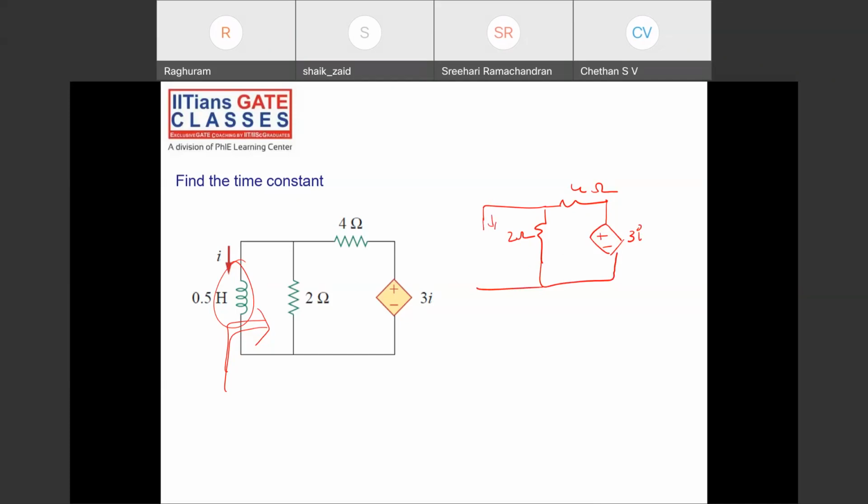So this type of circuits are called dead circuits. How do you solve a dead circuit? Yes, apply a voltage or a current source and find it. Find the equivalent resistance and find the time constant, L equivalent by R equivalent.